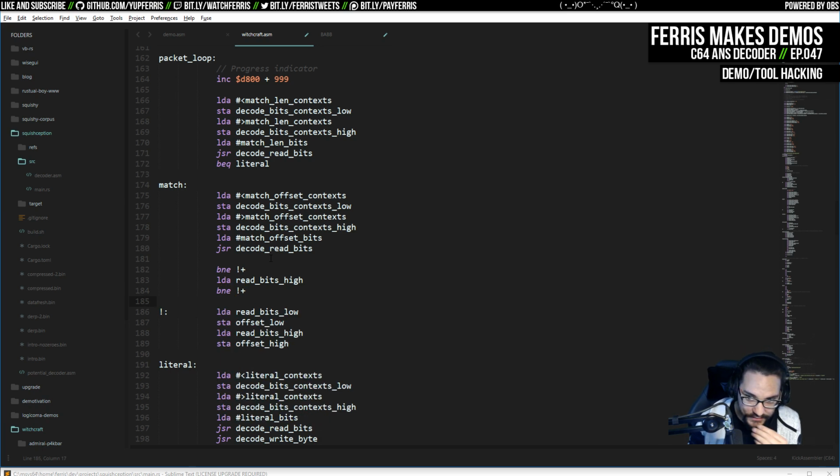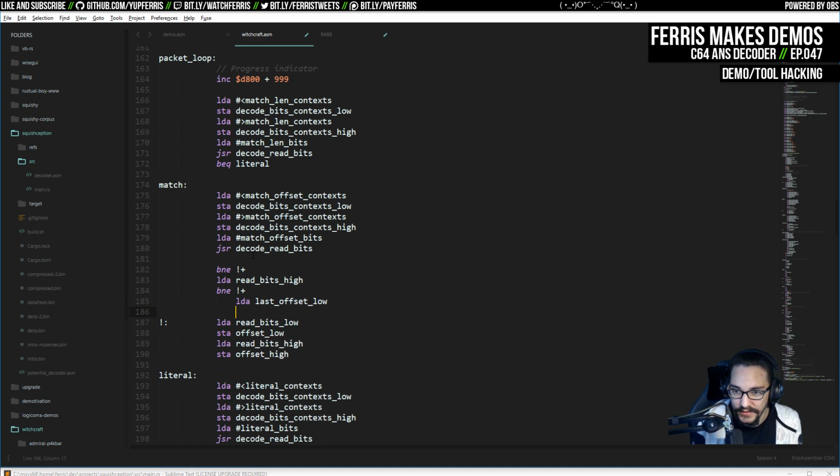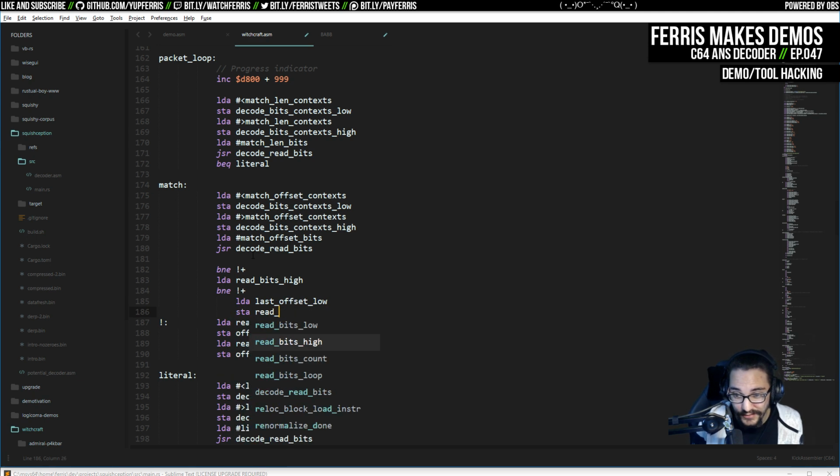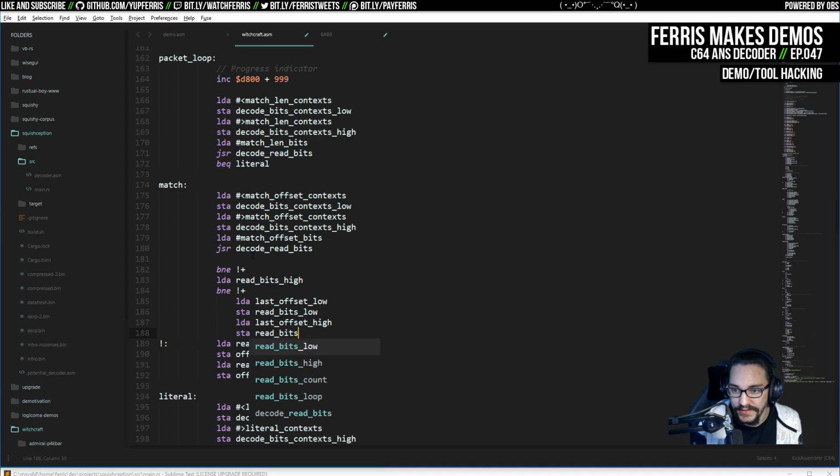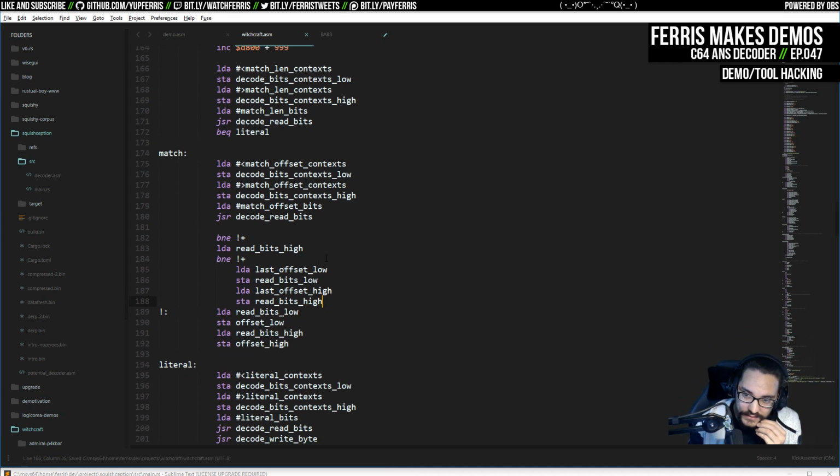Because here what we want to do is if we decode an offset zero, then that actually means to use the most recent offset. So what we need to do here is load last offset low, store in red bits low. Load last offset high, store in red bits high. Yeah, so this takes care of using the last match and also storing the last offset and storing the current offset.